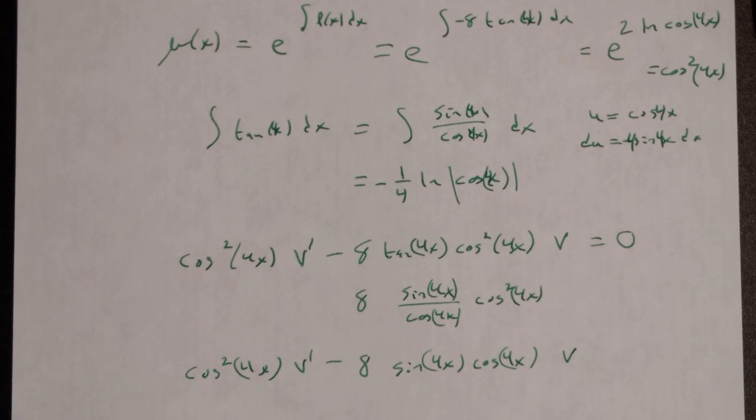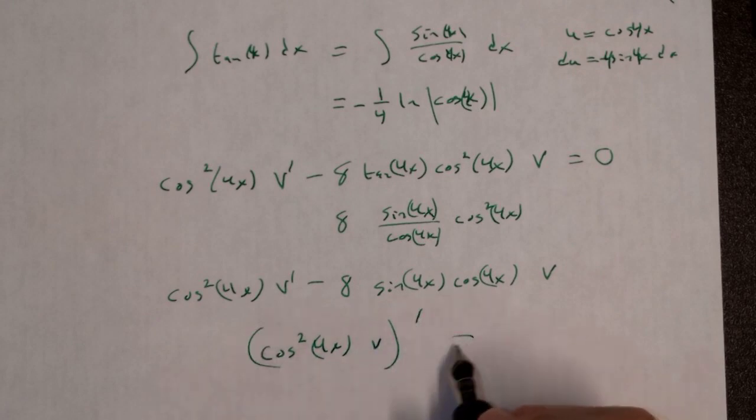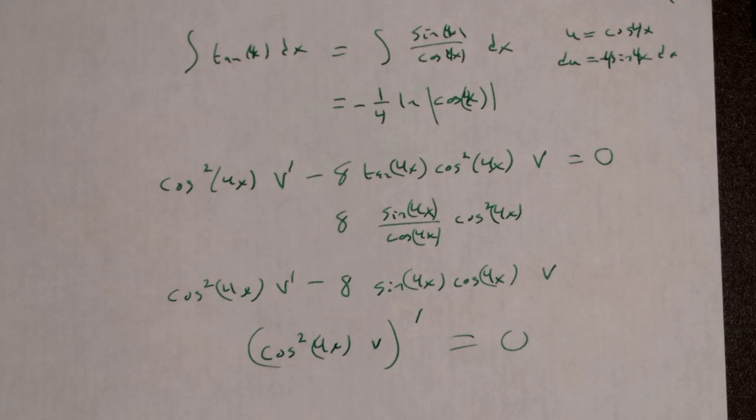What's the derivative of cosine squared stuff? Chain rule, right? 2 cosine 4x times the derivative of cosine, which is sine, and then a 4, right? 2 times 4, cosine, sine. This is the derivative of that. It worked. Cosine squared 4x v prime equals 0. That's a product rule.